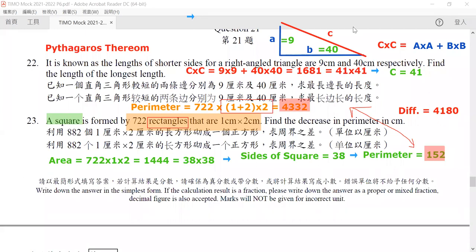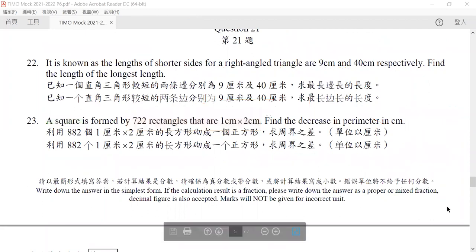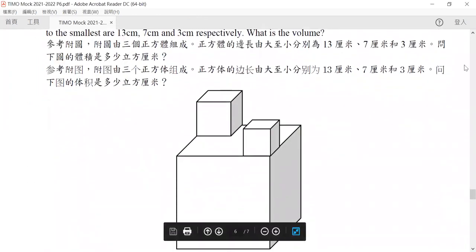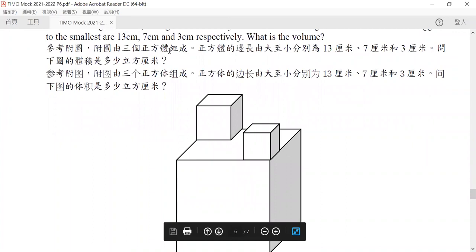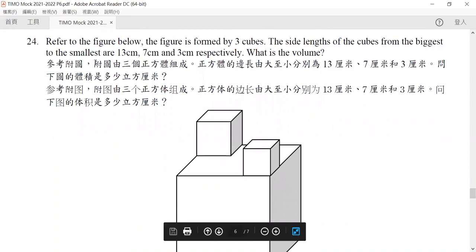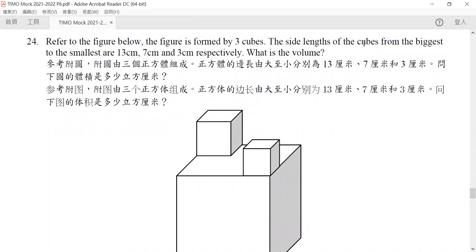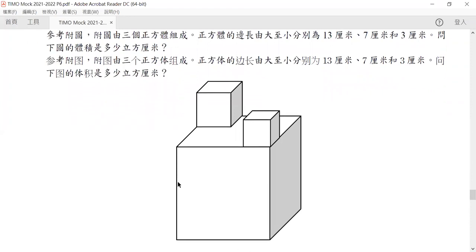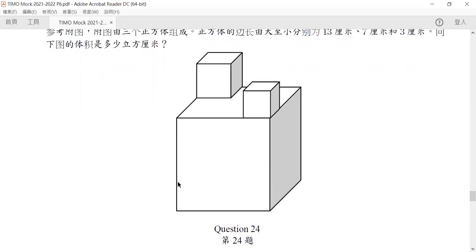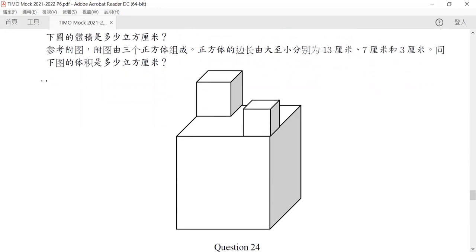Now let's finish this question quickly as the administrator is announcing. Next, the figure below is formed by three cubes. The side lengths of the cubes from the biggest to smallest are 13, 7, and 3 respectively. What is the volume? The volume is just the sum of the volumes of the three cubes.